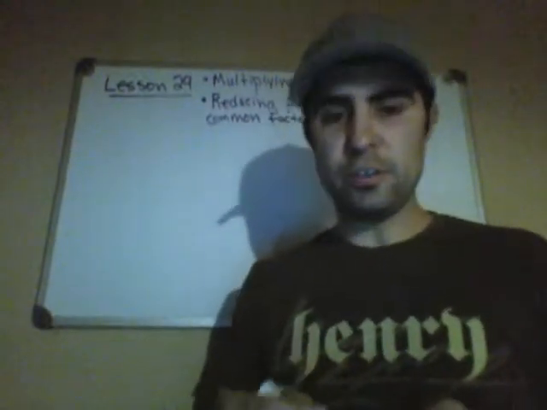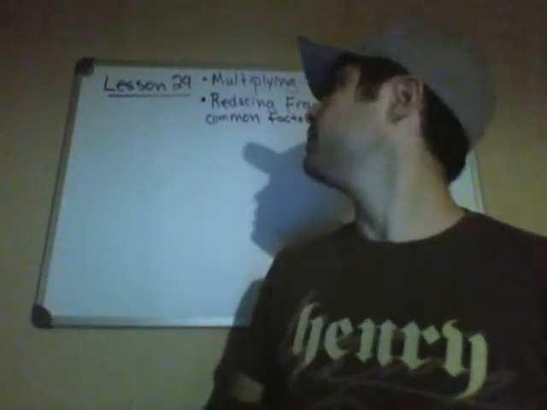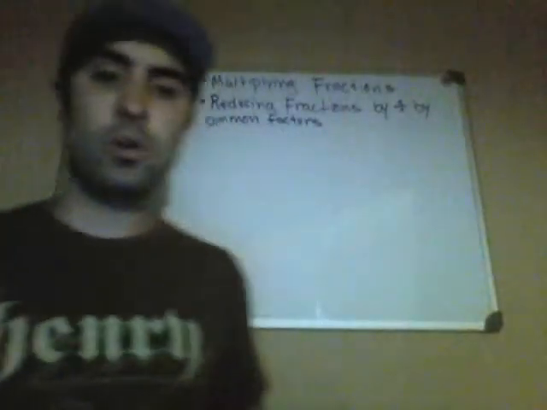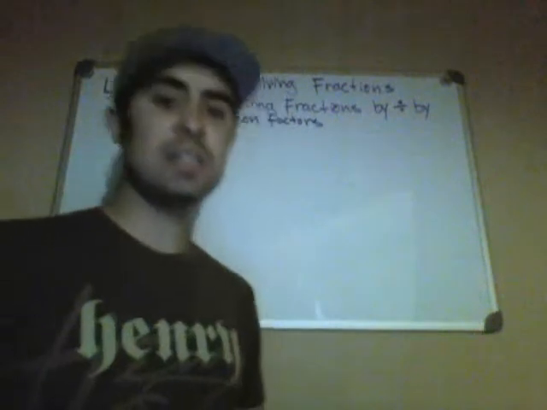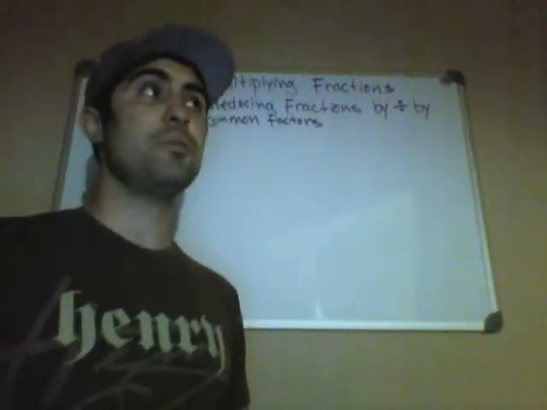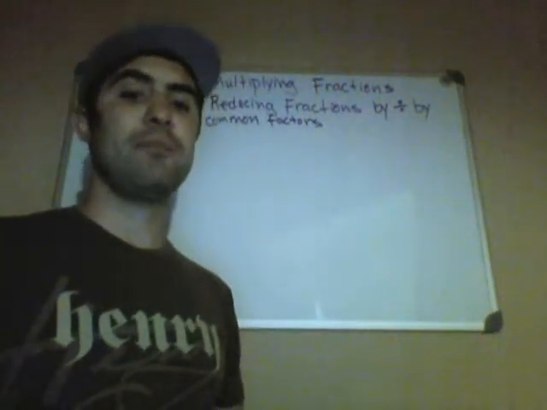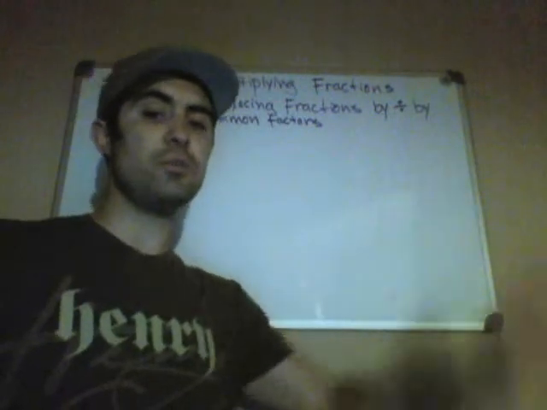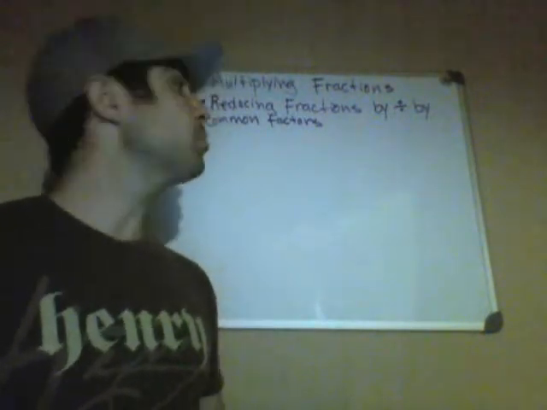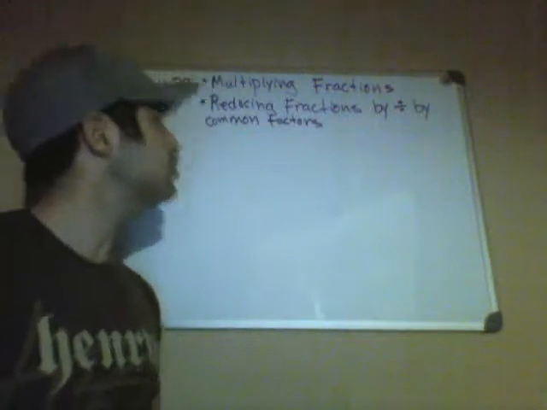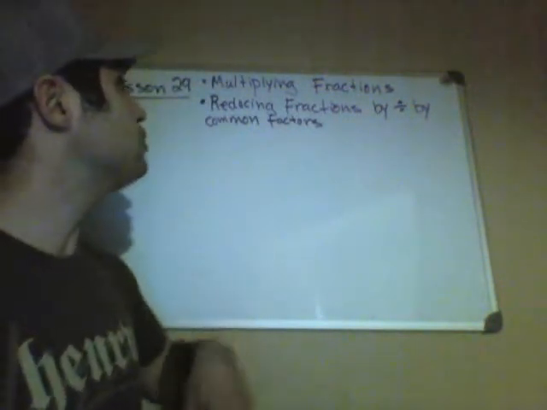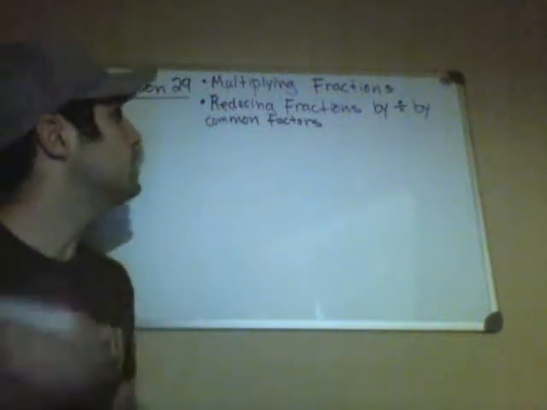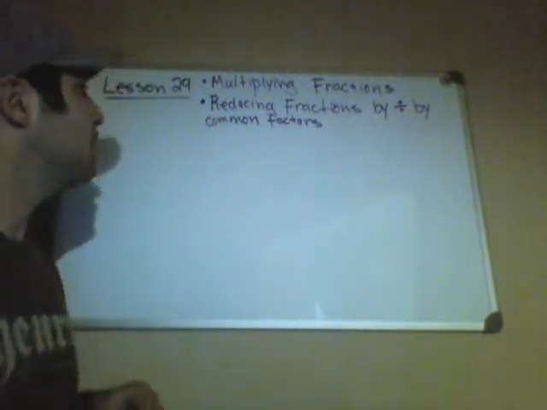Alright, so let's go ahead and do lesson 29. There's basically two concepts we're going to work with in this lesson, and that is multiplying fractions, which is pretty easy to multiply fractions as long as you don't mix up the rules for adding fractions. That's a different set of rules. But multiplying fractions is probably easier than adding fractions, I would say. Another thing we're going to talk about is reducing fractions by dividing by common factors.